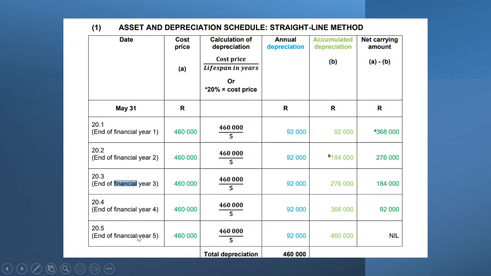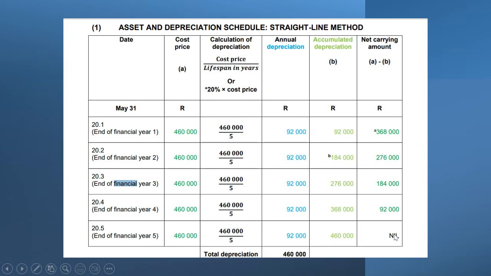At the end of year 5, you will see what our depreciation is. It's 92,000 rand. And what is our accumulated depreciation at the end of year 5? You will take the 368,000 accumulated depreciation at the end of year 4, you add the new annual depreciation of 92,000 rand, then you get your 460,000 rand. So what will be our net carrying amount at the end of year 5? If you say cost price less the accumulated depreciation, you have 0.